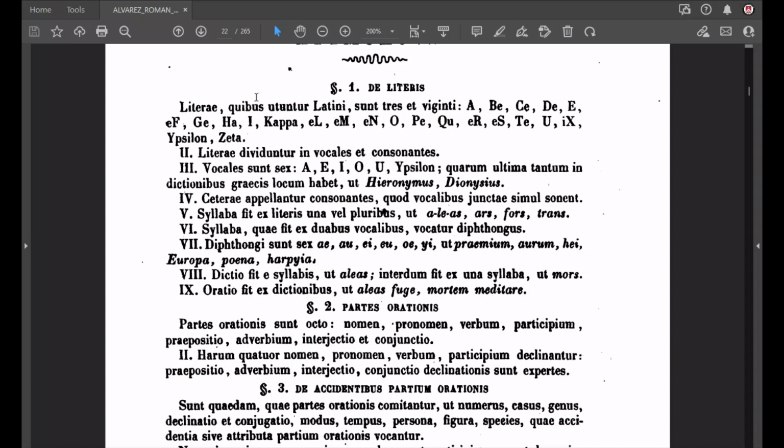But we said there are 23 letters in Latin, and we talked about how there are 24 in Greek and 26 in English, and I told you to think about why there might be fewer letters in one language than in another. The second rule was that letters are divided into vowels and consonants, and we talked about the difference between vowels and consonants. We said vowels are sounds that are made with the voice alone.